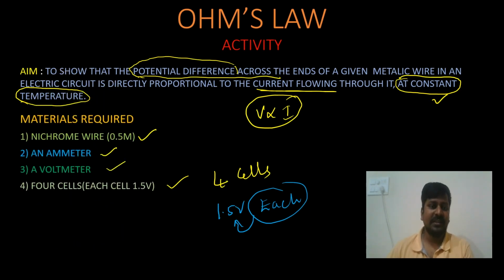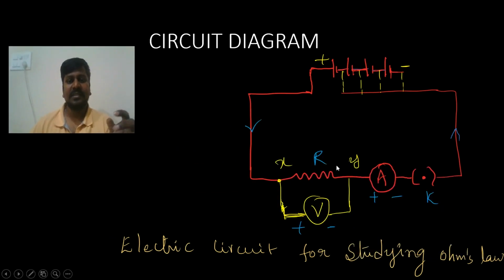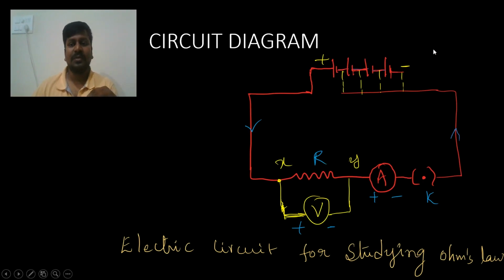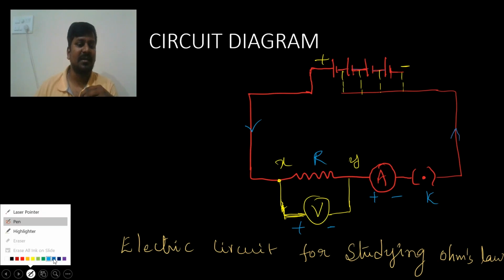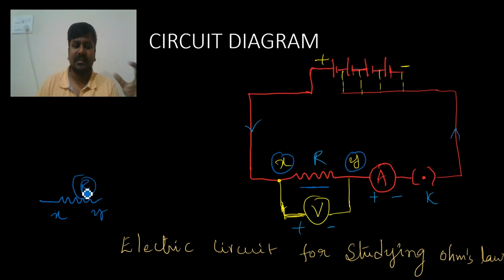You can see here, this is a circuit diagram. First of all, you have to take the given metallic wire. I already said, what is the given metallic wire? In the previous case we took the given metallic wire. Here you can see XY is the given metallic wire, and it is a resistor also.